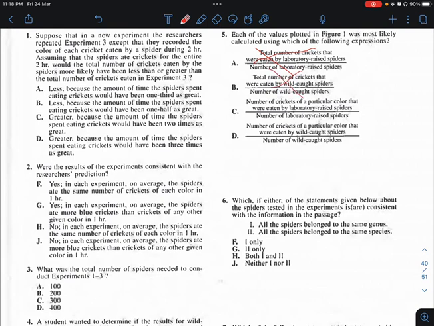C, number of crickets of a particular color that were eaten by laboratory-raised spiders over number of laboratory-raised spiders, we can skip it. Why? Because it's talking about the laboratory-raised spiders, not caught in the wild. While D, number of crickets of a particular color that were eaten by wild-caught spiders over number of wild-caught spiders. So the correct answer is gonna be D for sure, because it mentions the two factors that we need to pick the correct answer.